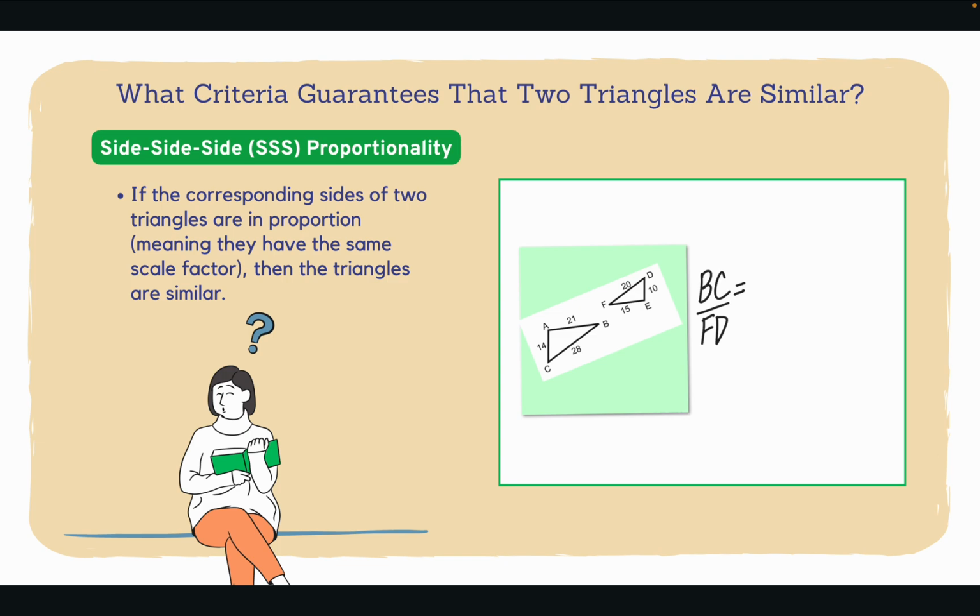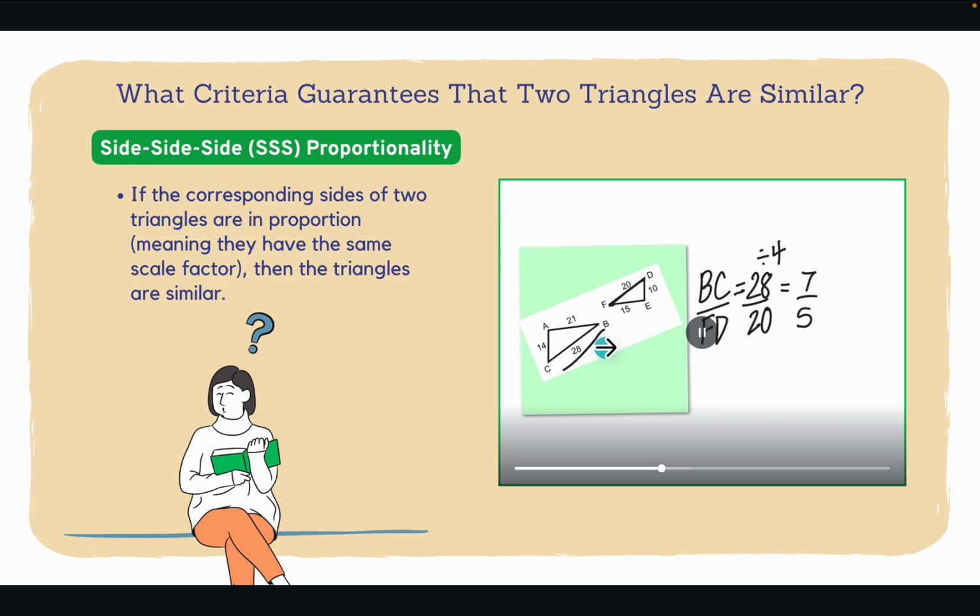I'm going to look at the ratios of the corresponding sides to see if these are similar. I'll start first with the longest sides and then work my way down to the shortest. Here we go, here I find a ratio of 7/5. When I check the other sides, 21 divided by 15, I'll divide each side by 3. That's 7/5. It's looking good so far.